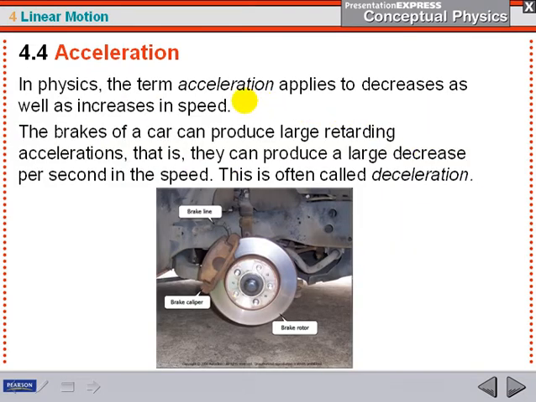When we talk about acceleration, we're also talking about decreases as well as increases in speed. This is important because whenever we think of acceleration, we almost always think of an increase, but it can also be a decrease. A fancy word for a decrease in speed is deceleration. Here I showed you a picture of the brakes of a car to help you remember that.